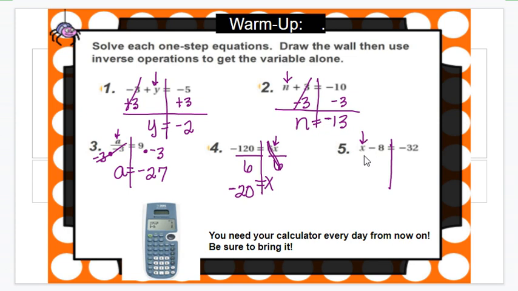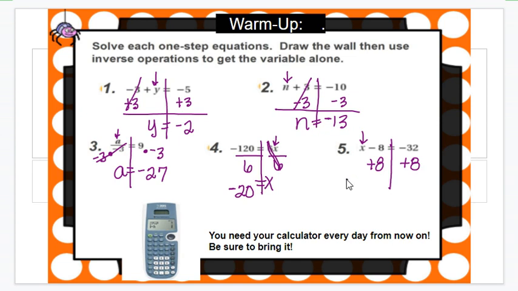Last one, number 5, we're going to draw our wall through our equal sign and identify our variable that we want to get by itself, which is x. So with the x, we have x minus 8 equals -32. So we need to get rid of this -8 by doing the opposite or the inverse, which is add 8. The opposite of subtracting 8 would be adding 8.